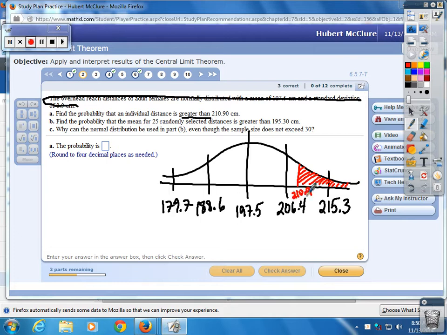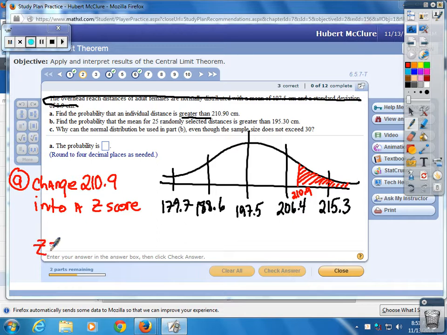210.9. So you're going to have to change 210.9 into what? A Z-score. Change 210.9 into a Z-score. Well, you can't find anything until you change 210.9 to a Z-score, because the chart needs a Z-score.